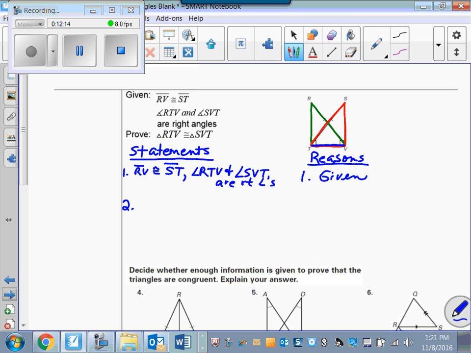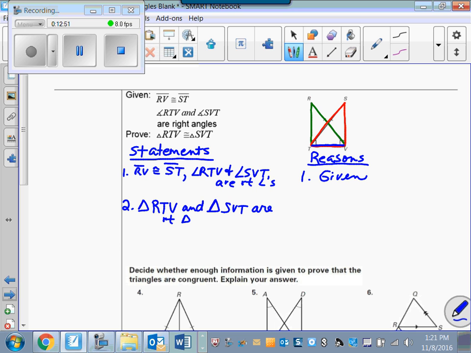Don't forget though, typically in a proof, if they give me that two angles are right angles, I would want to say that those two angles are congruent. But I only need to do that if I'm going to use side angle side, or angle side angle, or angle angle side. If I use HL, I don't need to say that any of the angles are congruent. What I do need to say is that triangle RTV and triangle SVT are right triangles.